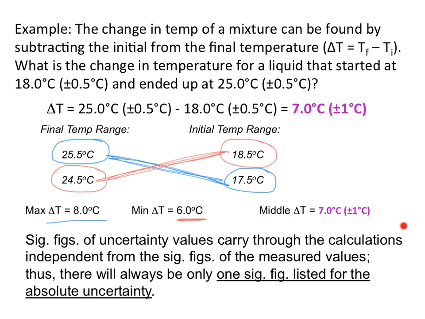And again, I can't stress this enough: the sig figs of your uncertainty carry through calculations independently from the sig figs of your measured values. Once you start calculating, it doesn't matter that your sig figs or decimal places don't match, because the uncertainty always needs to be rounded to 1 sig fig.